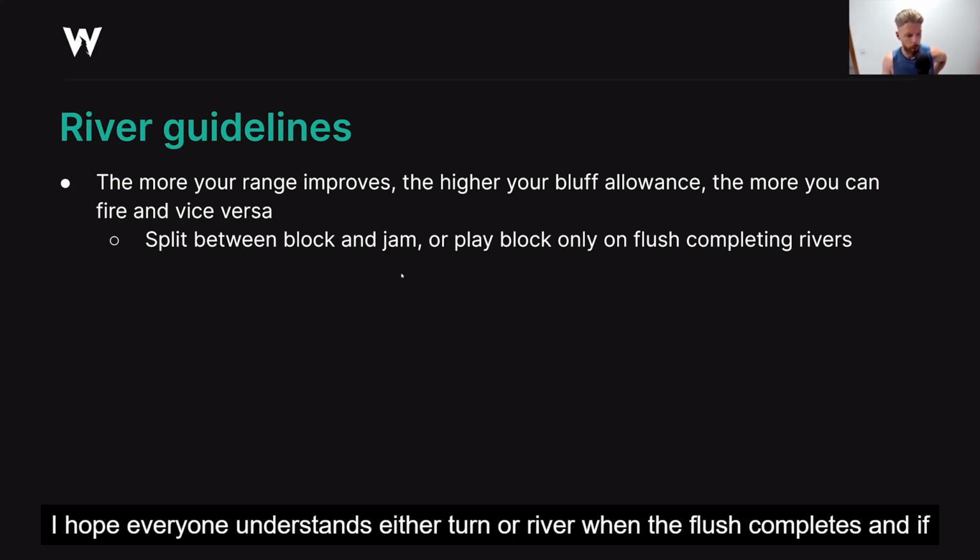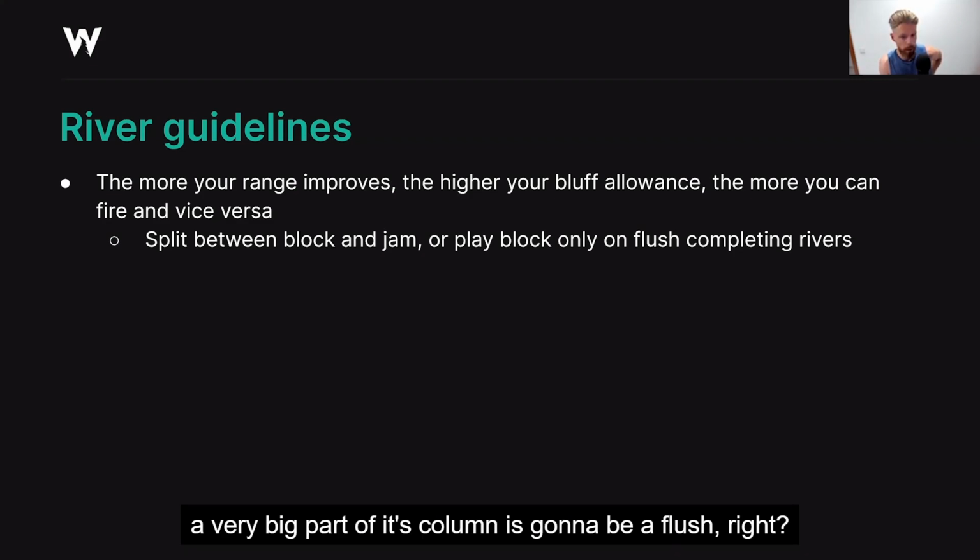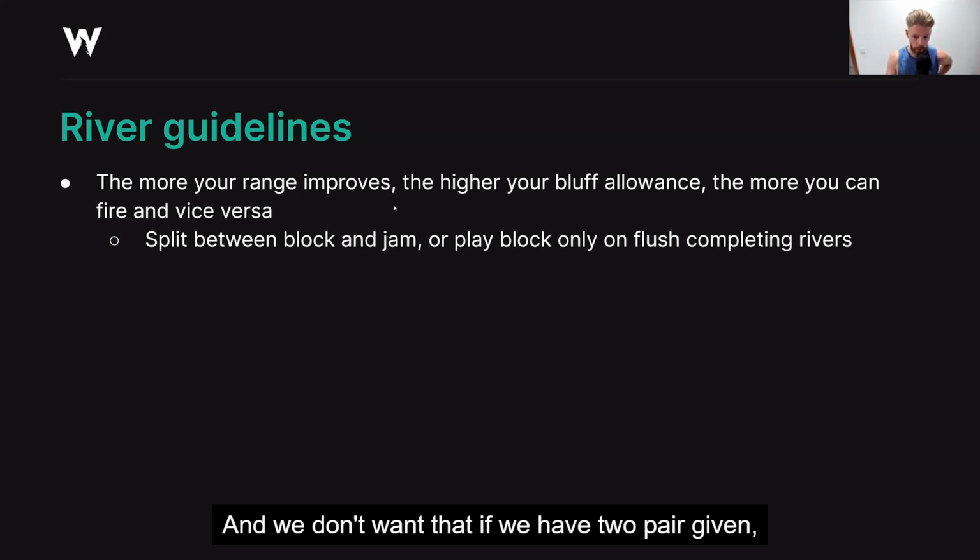Okay. I hope everyone understands, either turn or river, when the flush completes and you jam all your stack in, a very big part of Villain's calling range is going to be a flush, right? And we don't want that if we have two pair.